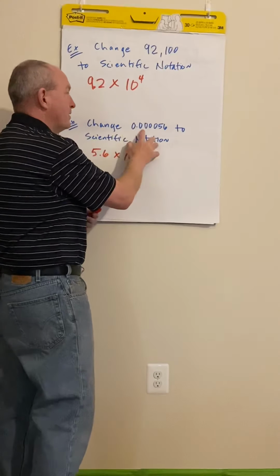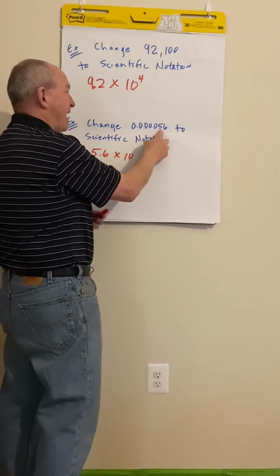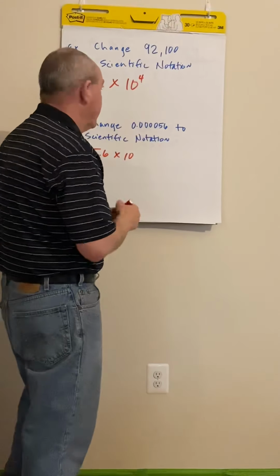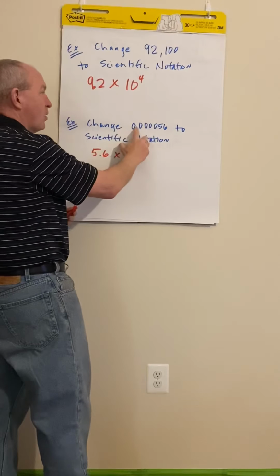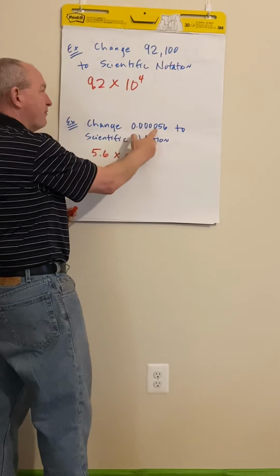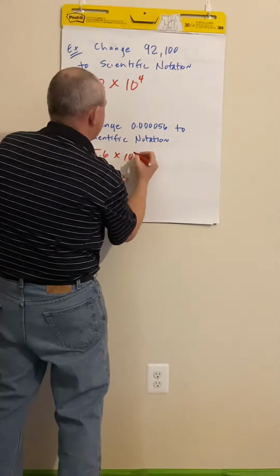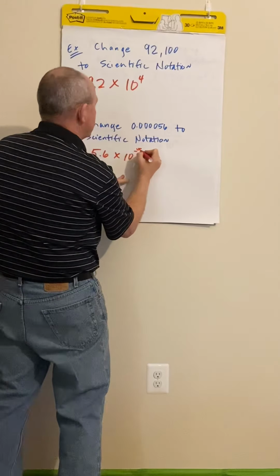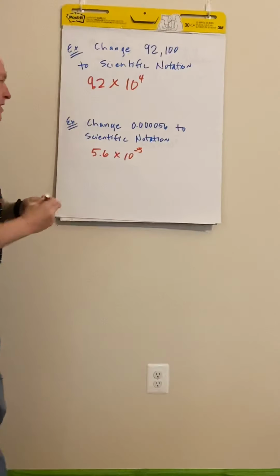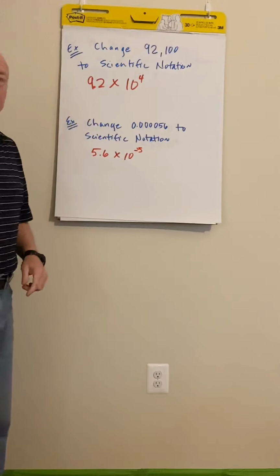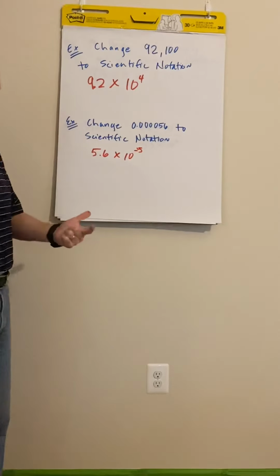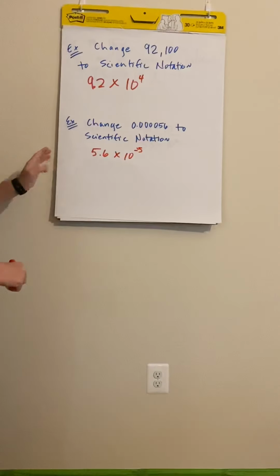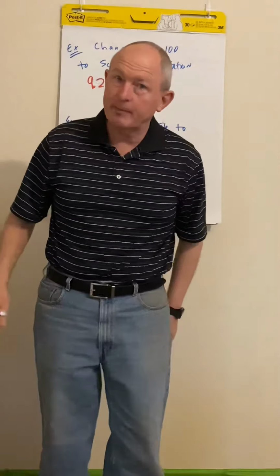So 1, 2, 3, 4, 5. We moved it 5 places to the right. And try that again. 1, 2, 3, 4, 5. Yes. So that's 5.6 times 10 to the negative fifth, which would give us 0.000056. All right, those are the first two examples of just changing to scientific notation.